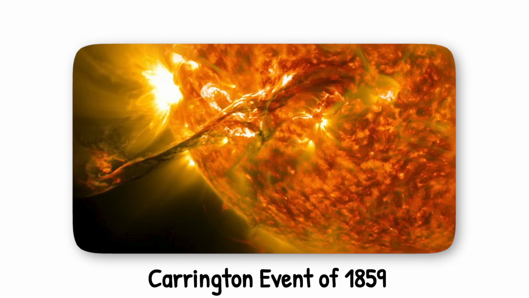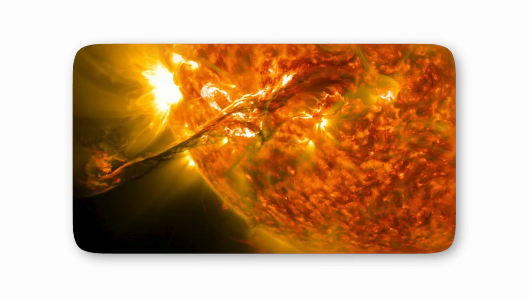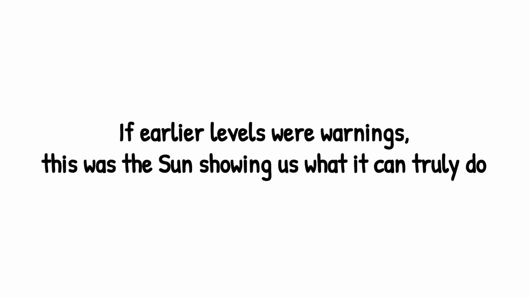Level 8. Now we arrive at the benchmark, the Carrington Event of 1859, the most powerful solar storm in recorded history. If earlier levels were warnings, this was the sun showing us what it can truly do.